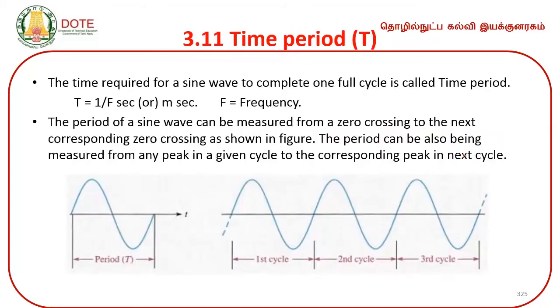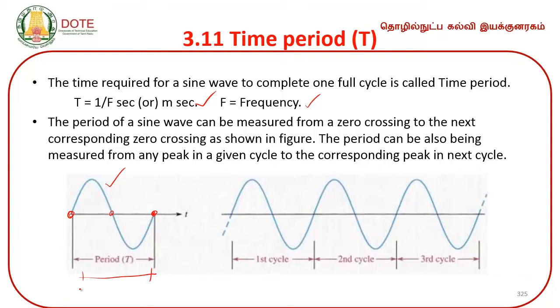Then time period. The time required for a sine wave to complete one full cycle is called time period. T is equal to 1 by f second, or it can be expressed in millisecond also. f is the frequency. The period of a sine wave can be measured from one zero crossing to the next corresponding zero crossing as shown in this figure. So, this is the first zero crossing, then this is the next one where the first half cycle, that is the positive half cycle, is completed, and then this is the place where the first negative half cycle is completed. So, this is called the period.